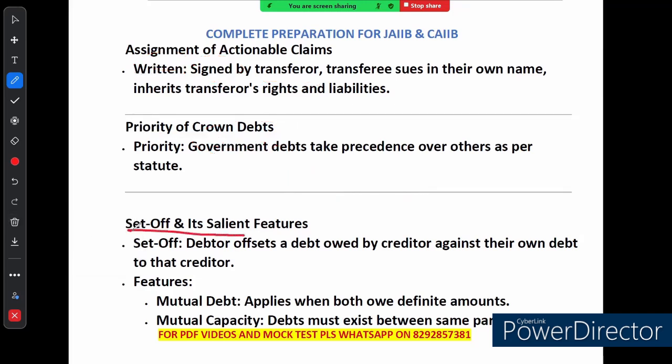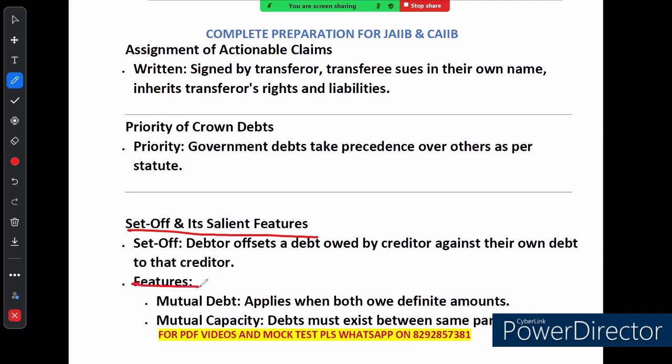Now if we talk about set off and its salient features, set off means if you owe the bank money and they owe you, these debts can cancel out against each other. What are the key features of set off?